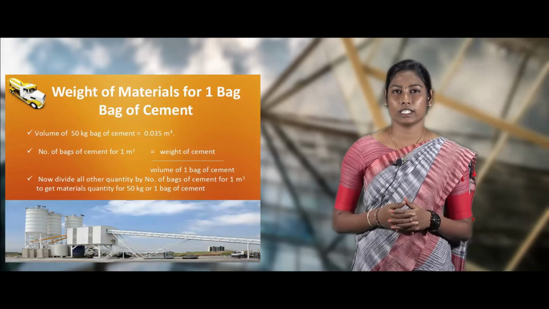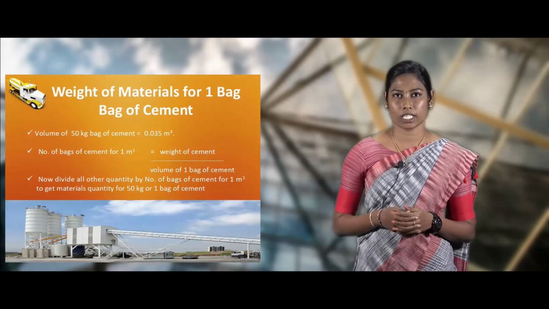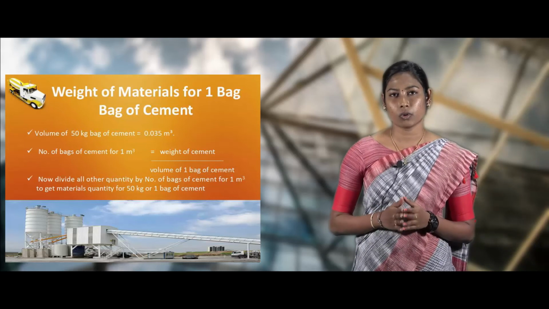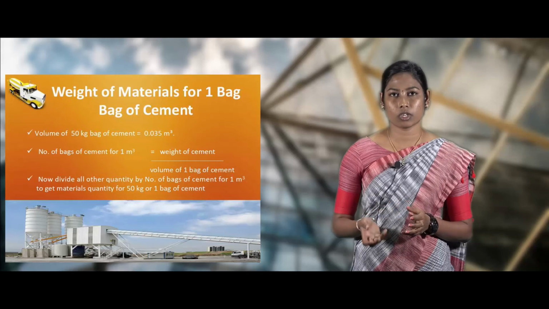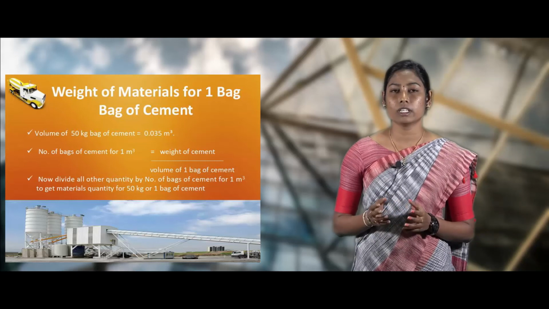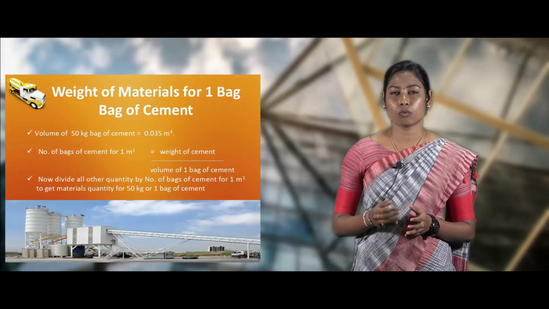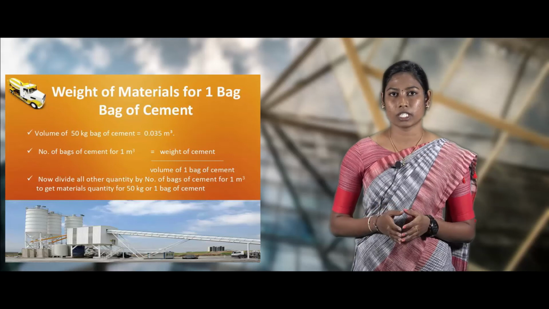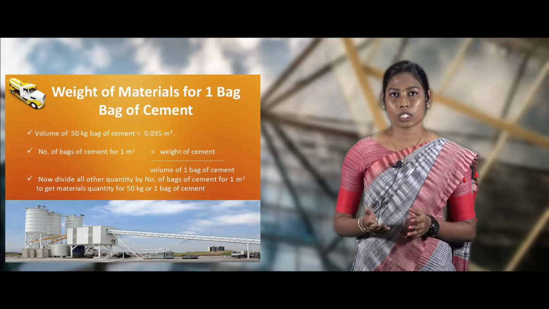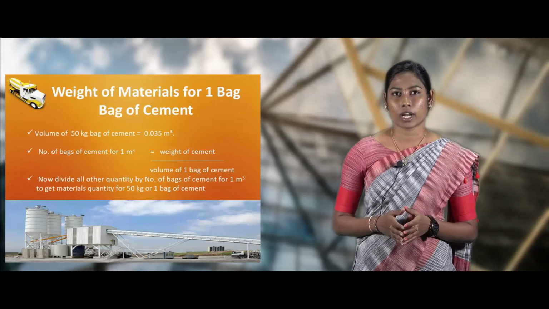Next, we are going to see the calculations for weight of materials for 1 bag of cement, that is 50 kg. We know that the volume of 50 kg of cement is 0.035 meter cube. If we divide the weight of cement by the volume of 1 bag of cement, we get the quantity of cement for 1 meter cube of concrete. Now divide all other quantities of materials by the weight of cement to get the quantity of material.